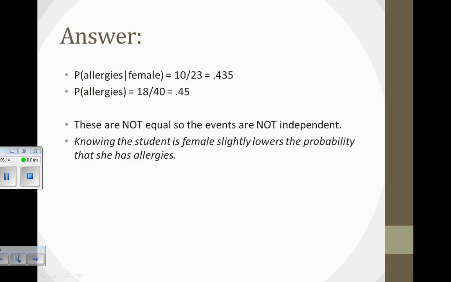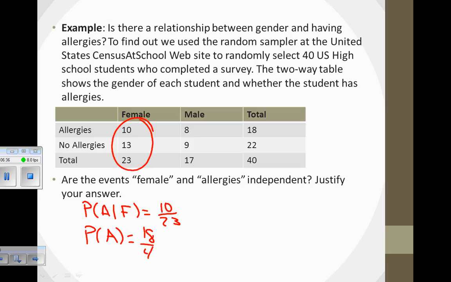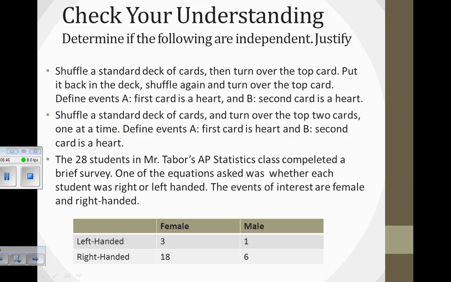All right, so I did the probability of allergies given female. Let's see if you can look back. Given that you're female, the probability of having allergies would be 10 out of the total of 23. Is that the same as the probability of allergies? Well, the probability of allergies is 18 out of 40. Are these the same? No, they're not. So they are not independent. Okay, see if you can do this.